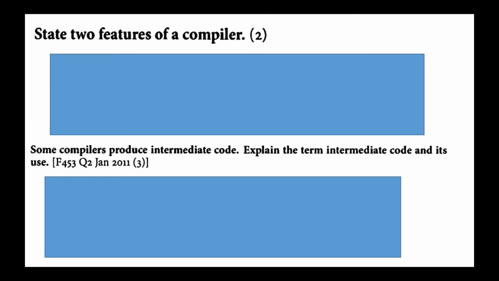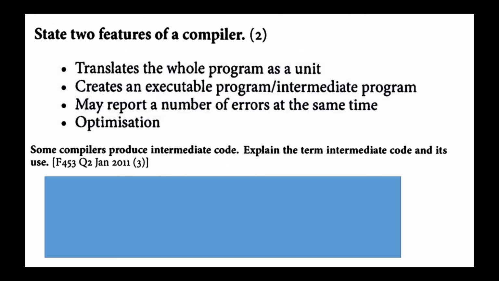The answers for this, for two features of a compiler, are: translates the whole program as a unit, creates an executable program or intermediate program, may report a number of errors at the same time, and optimization. Because there are the main stages of a compiler, which are the lexical analysis, the syntactical analysis, and then the code generation.